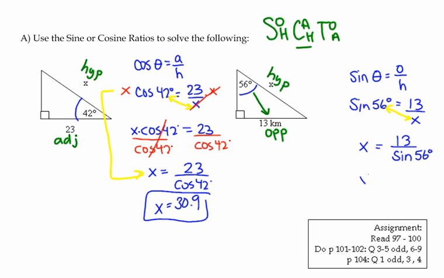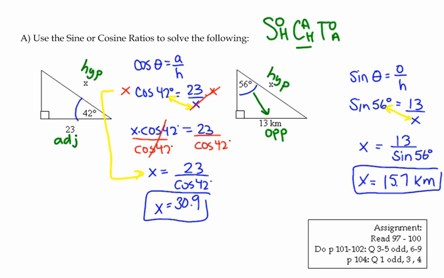Let me type that in. To the nearest kilometer? Sure, 16. And what's the nearest tenth? 15.7. Let's go to the nearest tenth. Okay? 15.7. So I'll leave that on the board.